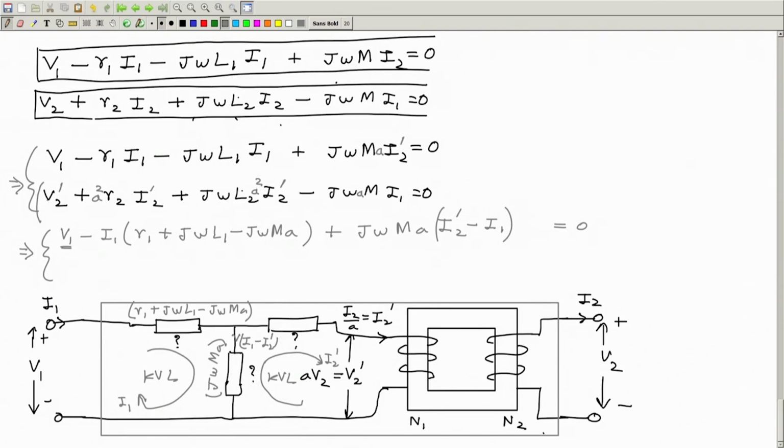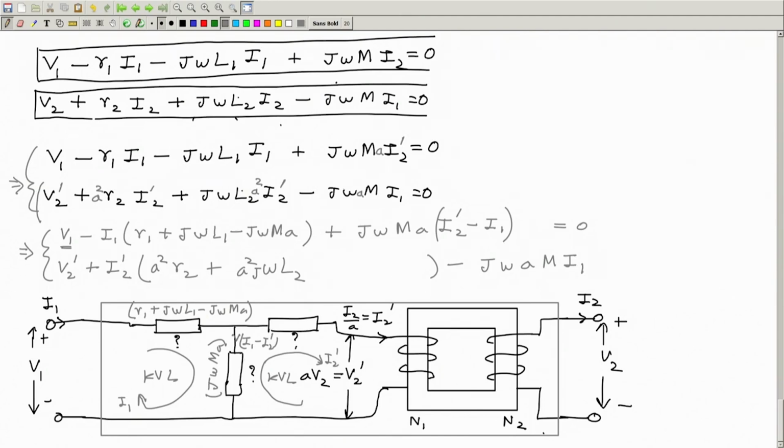Similarly, let's manipulate the second equation, and let me write this as V2 prime plus, let me take I2 prime common, and then I will have a square R2 plus a square j omega L2. Okay, and then let's keep some space if I need it. Then I have minus j omega a m I1.